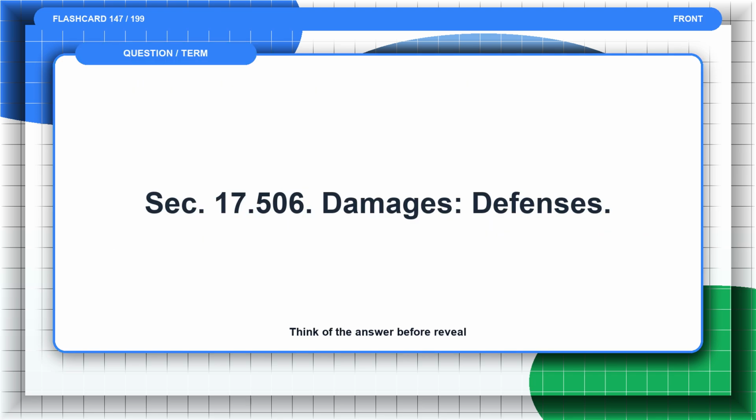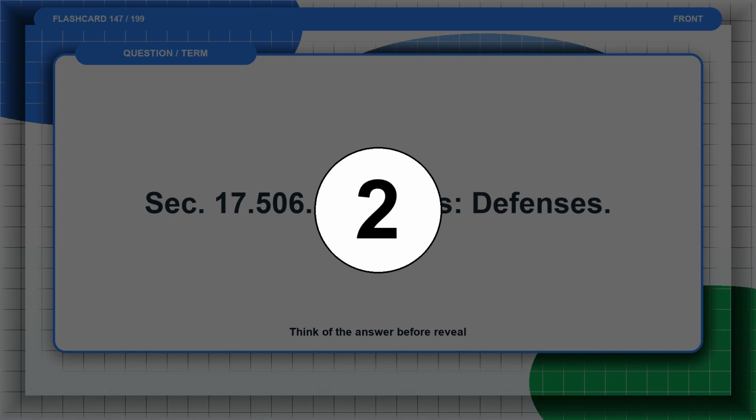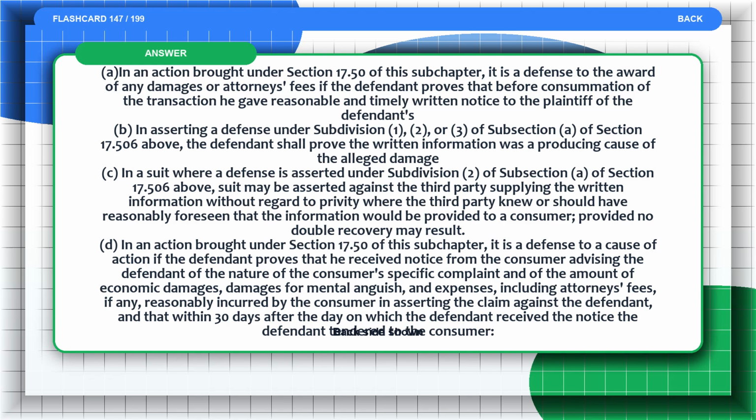Flashcard 147. Sec. 17.506. Damages, defenses. Pause and think of the answer before the reveal. The answer is, in an action brought under section 17.5 of this subchapter, it is a defense to the award of any damages or attorney's fees if the defendant proves that before consummation of the transaction he gave reasonable and timely written notice to the plaintiff of the defendant's reliance in asserting a defense under subdivision 1, 2, or 3 of subsection A of section 17.506 above. The defendant shall prove the written information was a producing cause of the alleged damage.